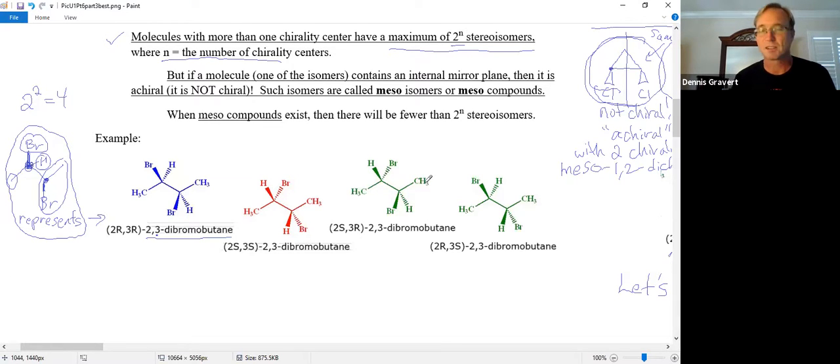But then what the question was, well, are there any meso compounds? To find that, you need to see where you can divide this molecule in half so that one half is exactly the same as the other half. And you suspect it's right along here because you get 2 carbons on one side and 2 carbons on the other. But this bromine's up high and this bromine's down low. That's not the same. Is it the same?